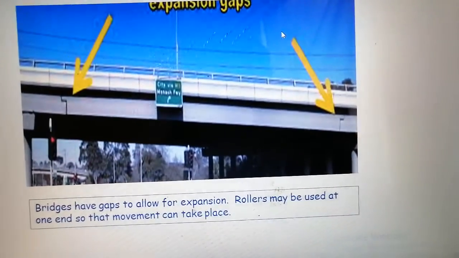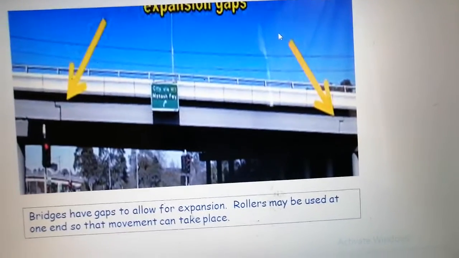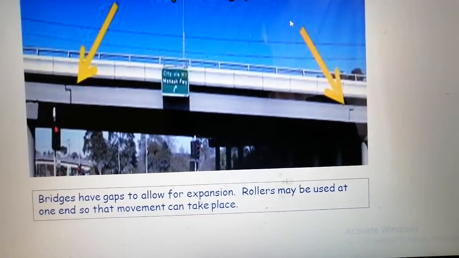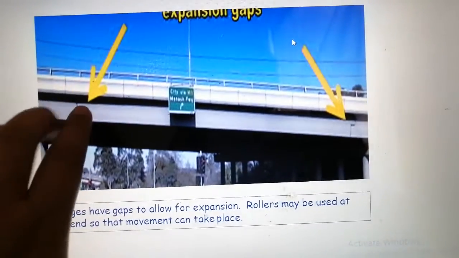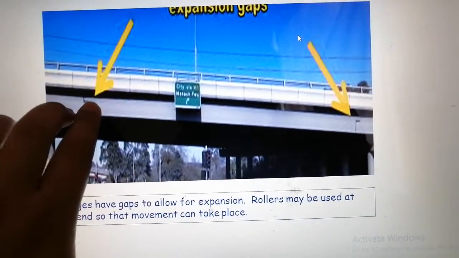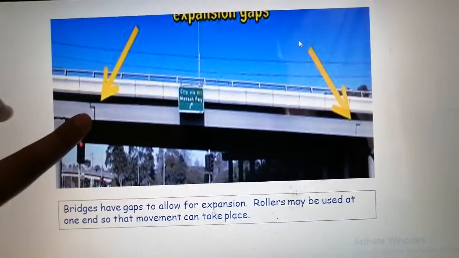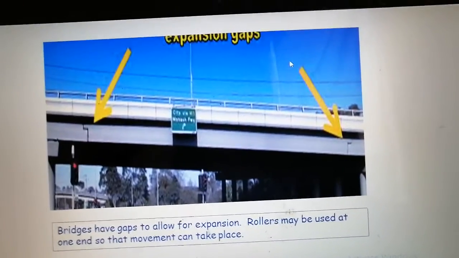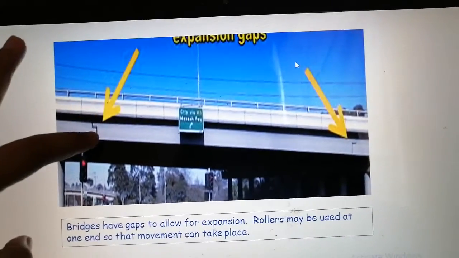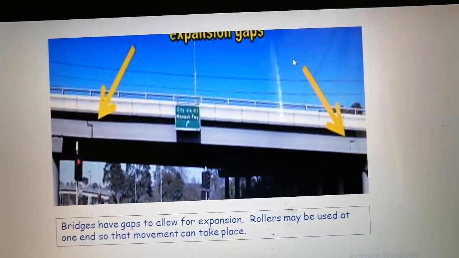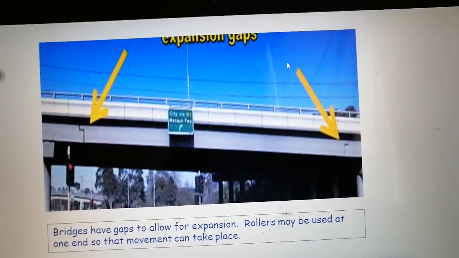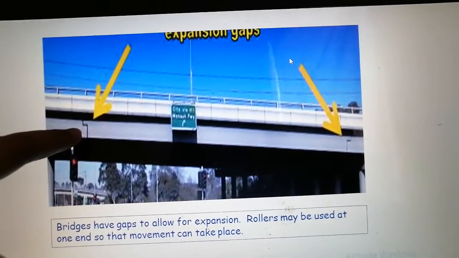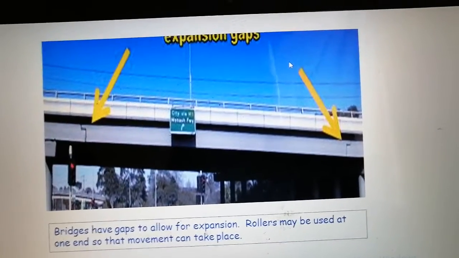As you know, solids can also expand. So on a hot day, the solid will expand, and it doesn't have this gap. But on a cold day, it will contract. So that's why we have the gap. That's why engineers build the bridge like this. This is one example.